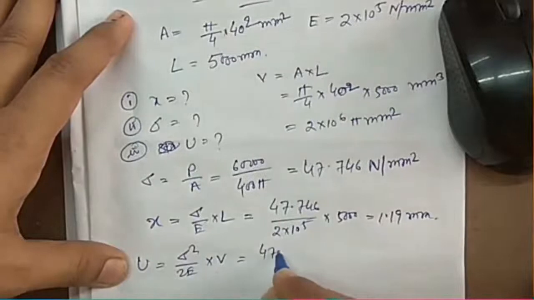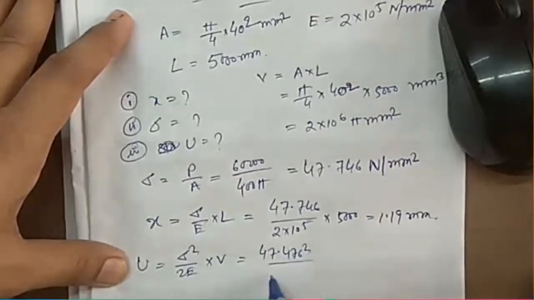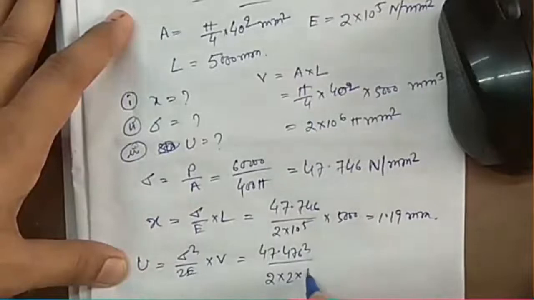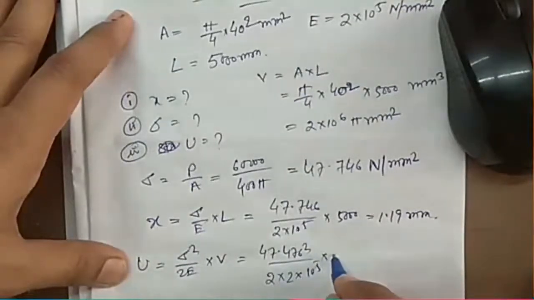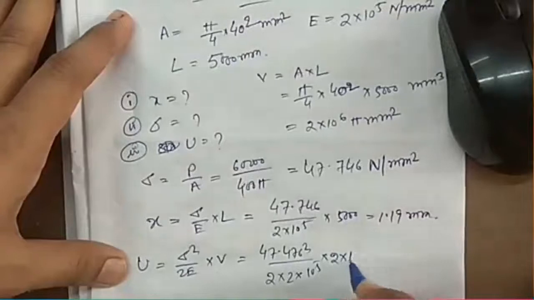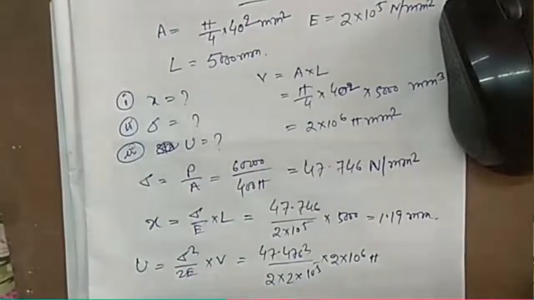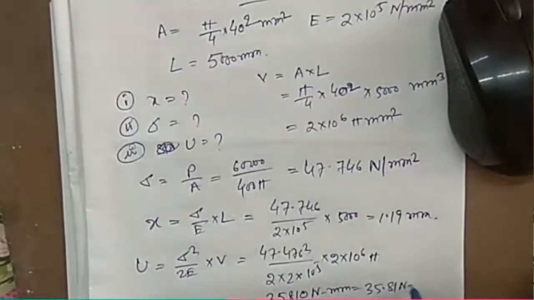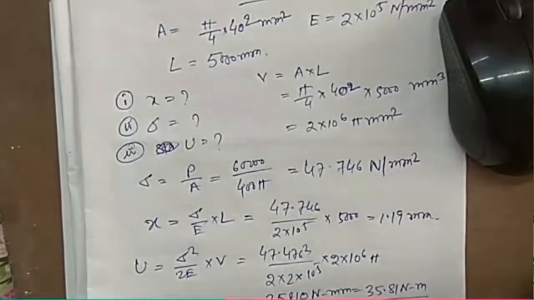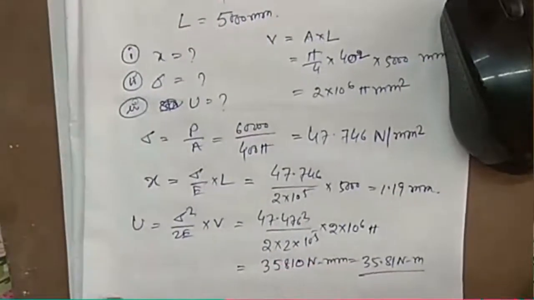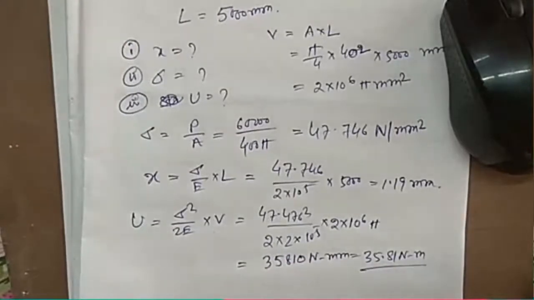Now let us find out what we can get by 2 into E into V, which is 2 into 10 to the power 6 pi. Finally, we will get 35810 Newton mm or 35.81 Newton meter. Okay. Now, this was very easy. We just put the formulas, put the values in the formulas, and we get the answer.